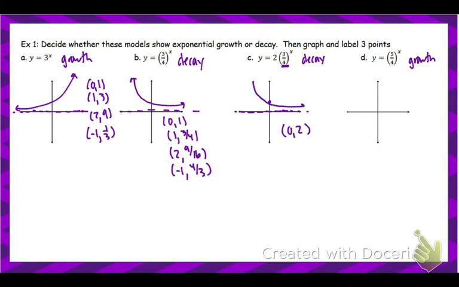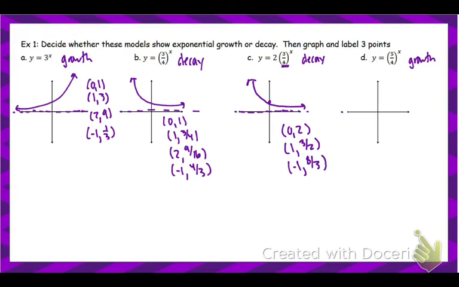It is still going to have the shape of decay, but let's just pick 2 points here. Let's plug in 1. 3/4 to the first power is 3/4. 3/4 times 2 would be 3 over 2. If I plug in negative 1, that would be the reciprocal. So 4/3 times 2 would be 8 over 3. So that's a few points that are on there.